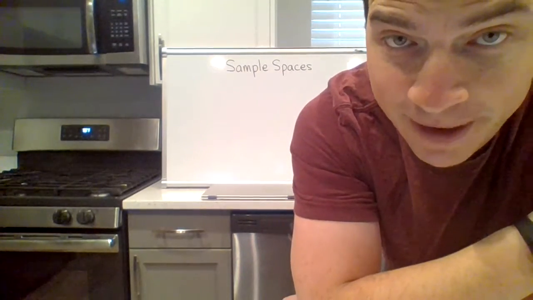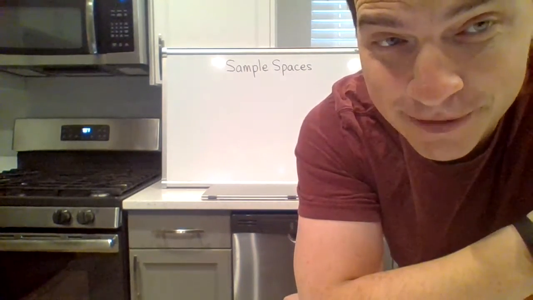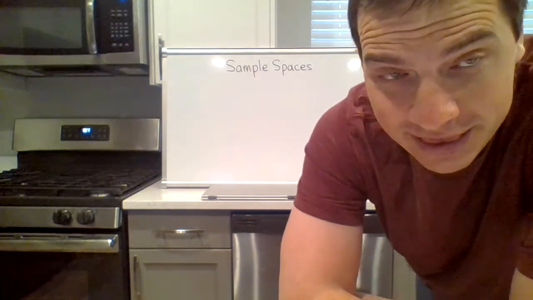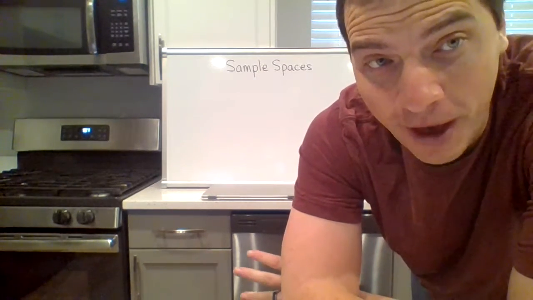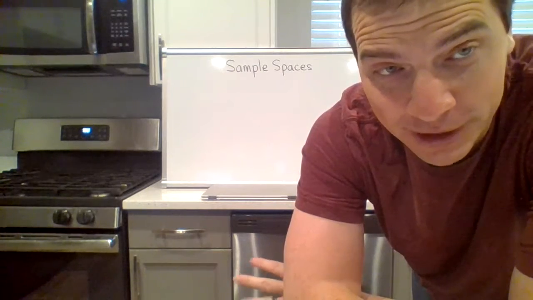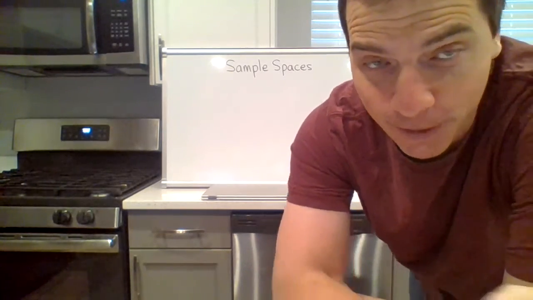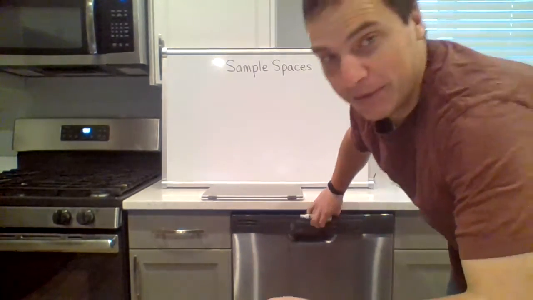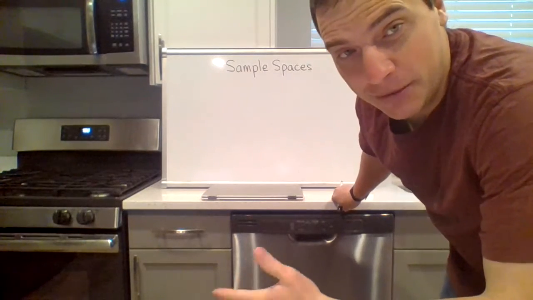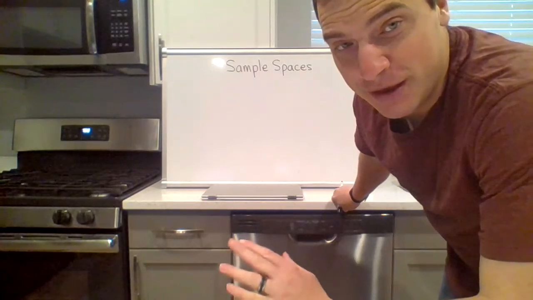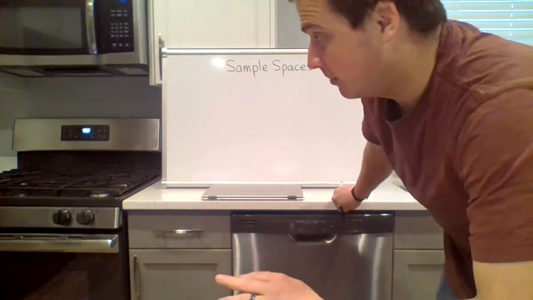Today in 7th grade math, we were discussing the concept of sample spaces. Sample spaces are all the possibilities that are possible in mostly probability problems. This happens when you don't know the exact number first. We're going to talk about how you find the exact number.